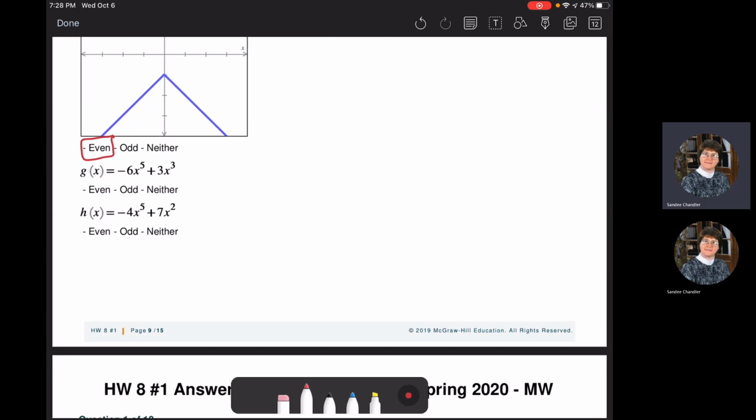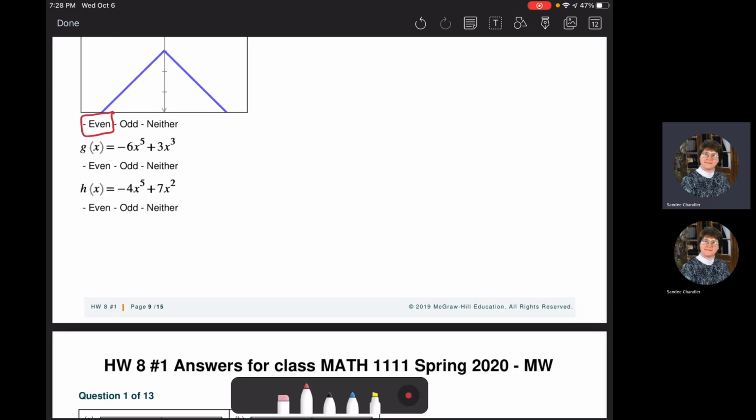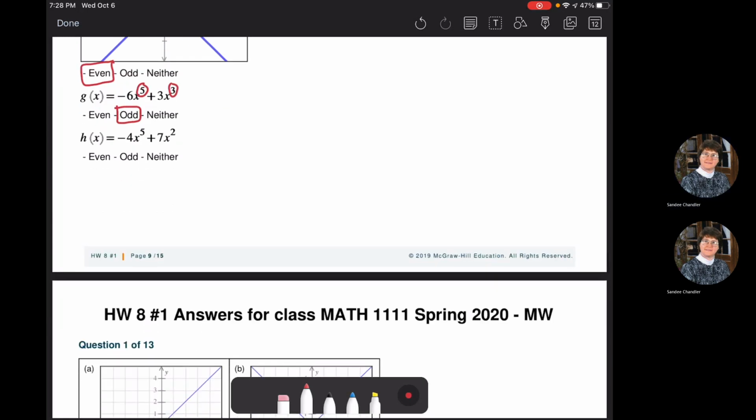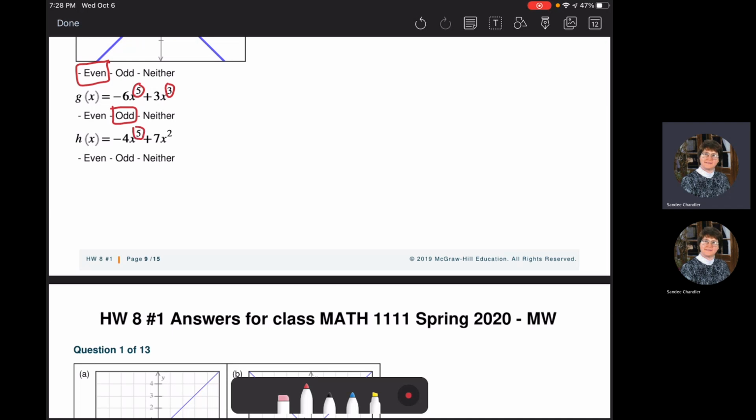Now this next part only works if you only have x to a power. There's no plus constants out here. If you had a plus c, this may or may not work, okay? But look at your exponents, 5 and 3. They're both odd, so it's an odd function. If they're both even, you have an even function. Notice in this one you have a 5 and a 2. You can't have a mix, so that's neither even nor odd.